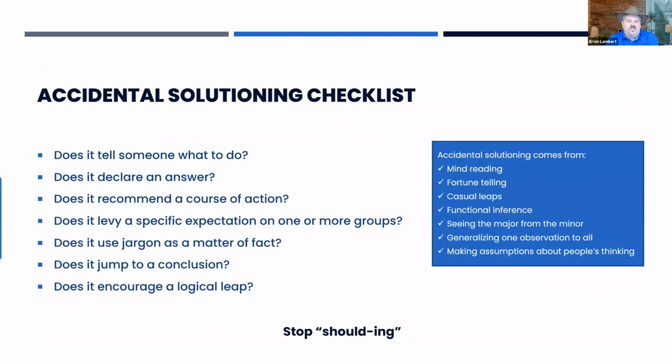So I think accidental solutioning involves telling somebody what to do, or declaring the answer, or recommending a specific course of action, levying a specific expectation, or using jargon, or jumping to conclusions, or really just encouraging people to take this logical leap, like, trust what I say on my slide. It's right. Just trust me. And that's an example of accidental solutioning. So if what I put together meets any of these criteria, it's an accidental solution.